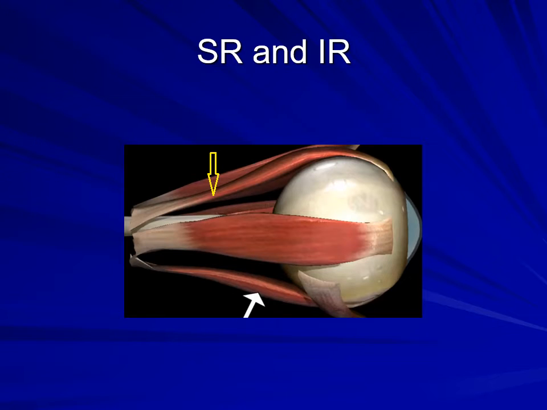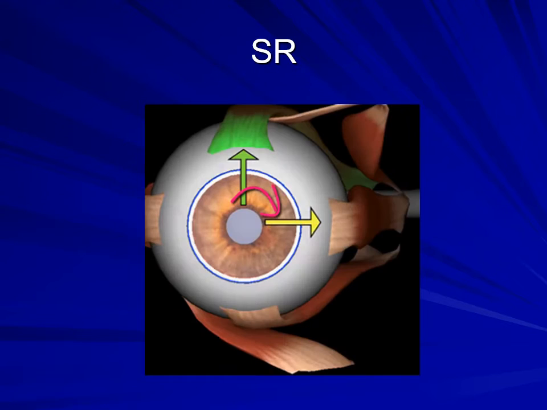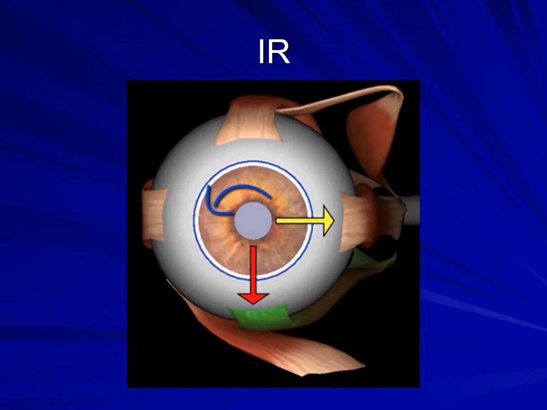The superior rectus and inferior rectus are mainly elevators and depressors of the eye. This yellow arrow shows the superior rectus and the white arrow shows the inferior rectus. So the superior rectus is mainly an elevator of the eye, and its secondary actions are intorsion and adduction, while the inferior rectus is mainly a depressor of the eye, and its secondary actions are extorsion and adduction.